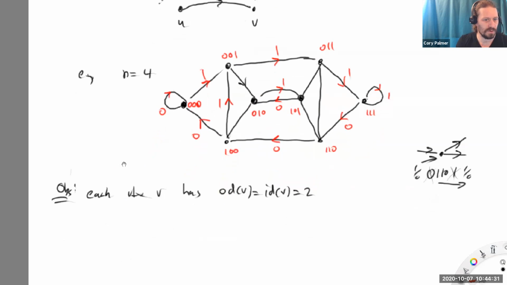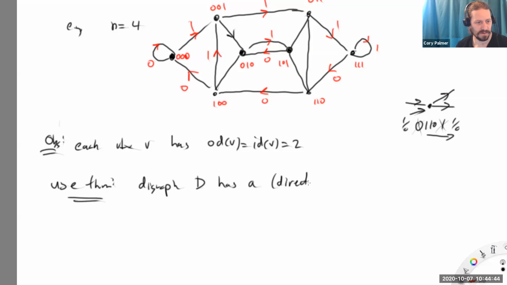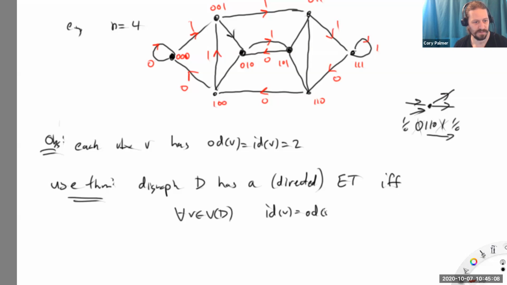Okay, so now we can use the following theorem that says a digraph D has a directed, again, the term directed is redundant because of how we define walk, directed Euler tour, so closed walk that uses every edge exactly once, if and only if. Before it was if every degree is even. In this case, it's even nicer. It's if and only if for every vertex V, the in degree of V equals the out degree of V.